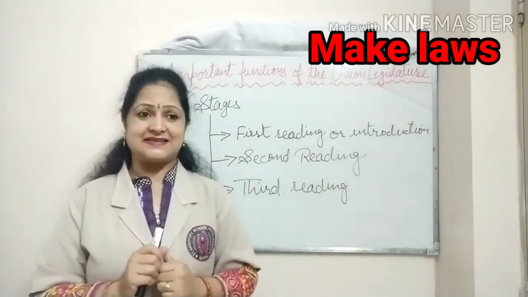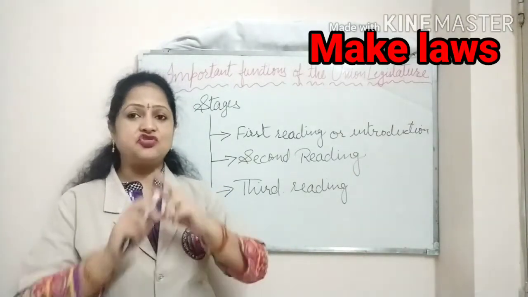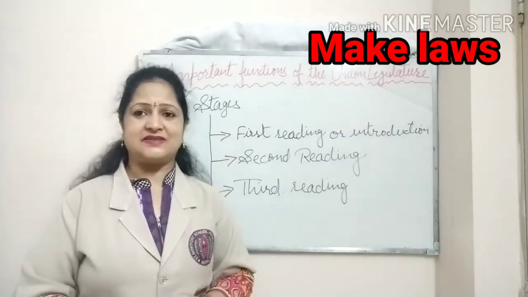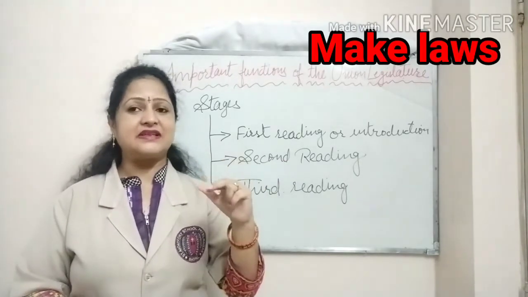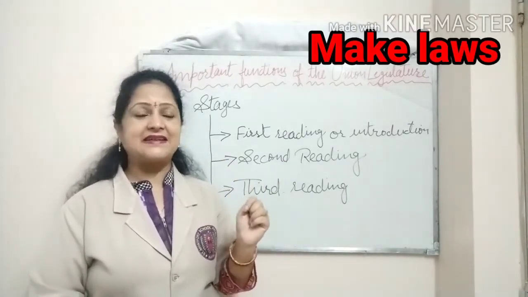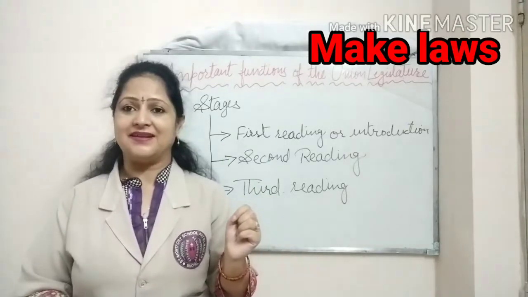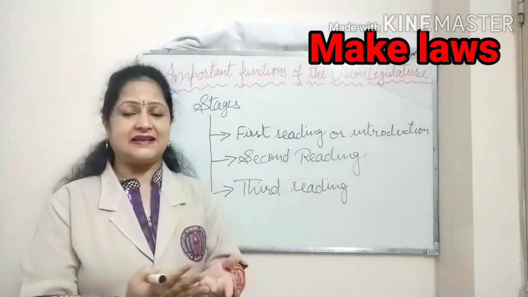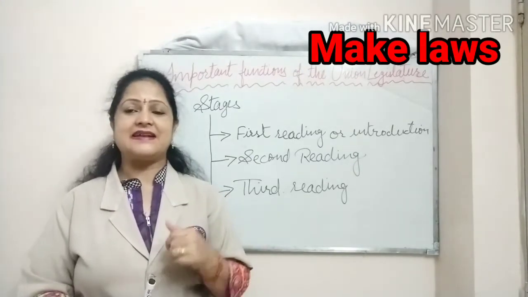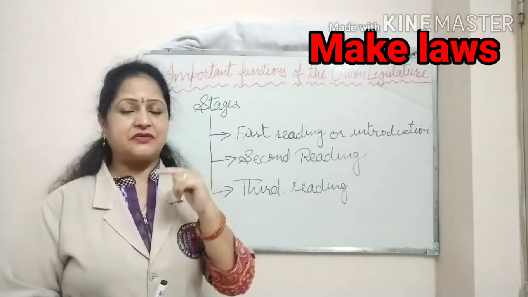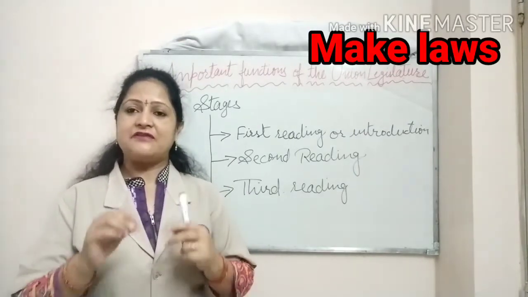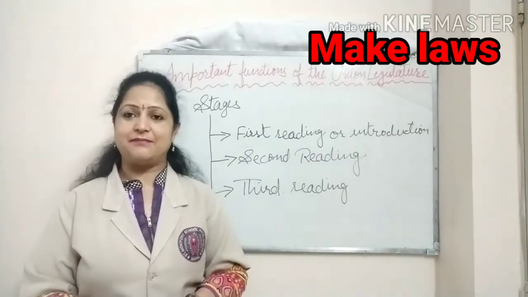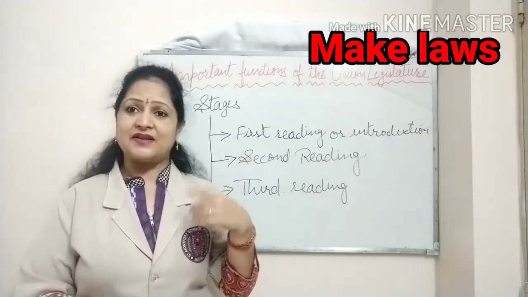In such cases, the president calls a joint meeting of both the houses, where both houses sit together and discuss the bill. After the discussions and changes, when a majority of the members vote in favor of the bill, it is considered passed, and then it is sent to the president for his assent.